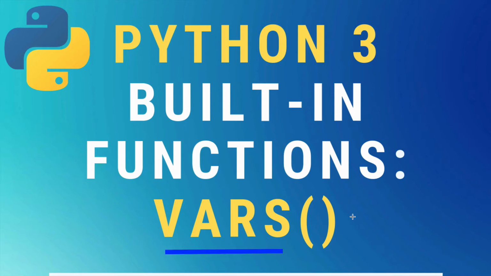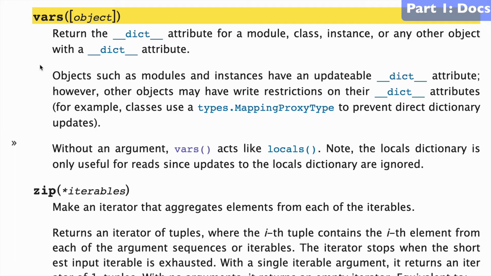Today, the vars built-in function in Python 3. So let's start with a look at the docs. Vars takes an object as its only argument, and it returns a __dict__ attribute for modules, classes, etc. And if you do not pass an argument to it, without an argument, vars acts like the locals function.